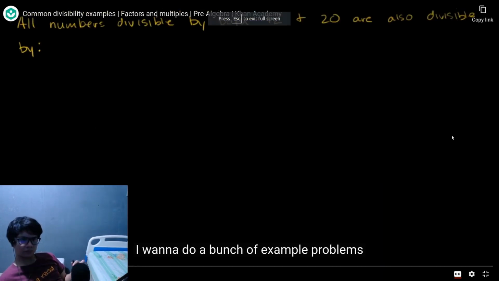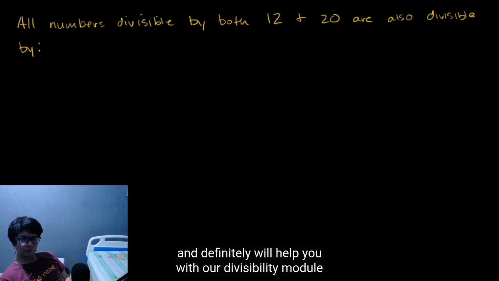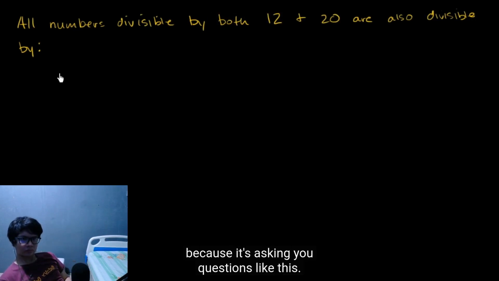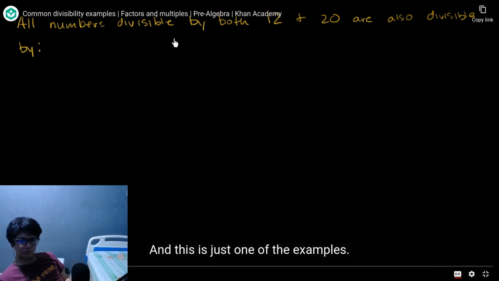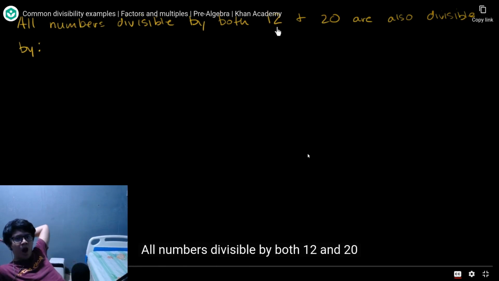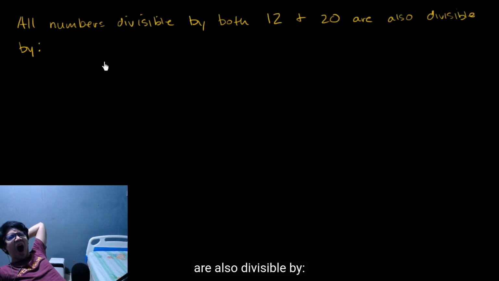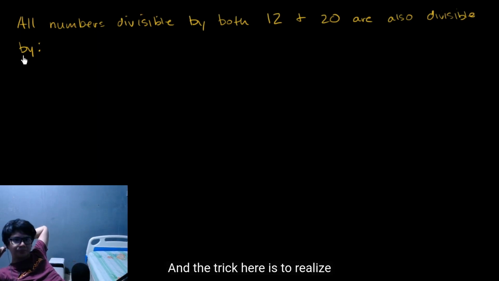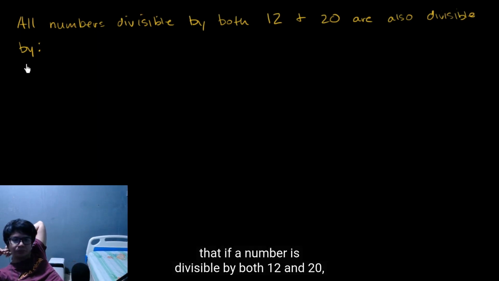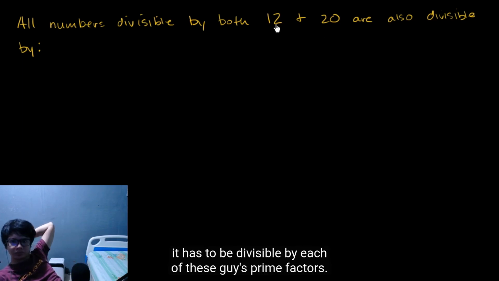In this video, I want to do a bunch of example problems that show up on standardized exams and definitely will help you with our divisibility module because it's asking you questions like this. All numbers divisible by both 12 and 20 are also divisible by... And the trick here is to realize that if a number is divisible by both 12 and 20, it has to be divisible by each of these guys' prime factors.